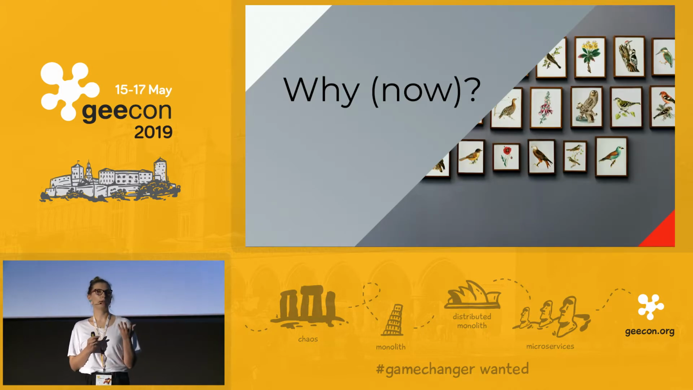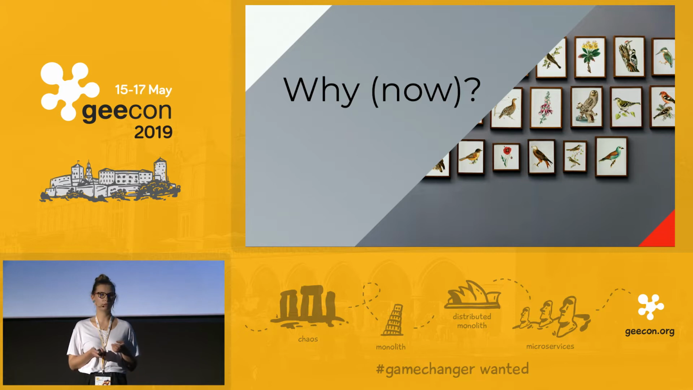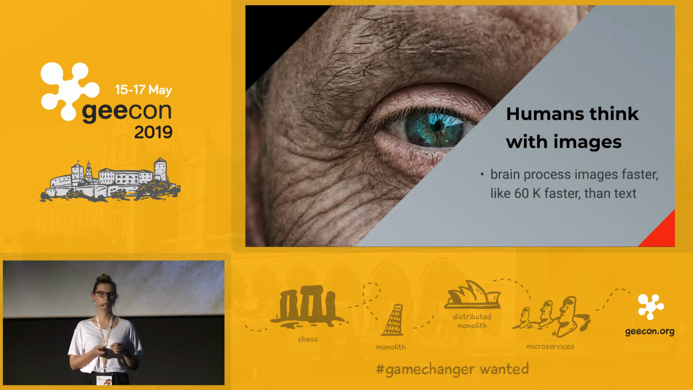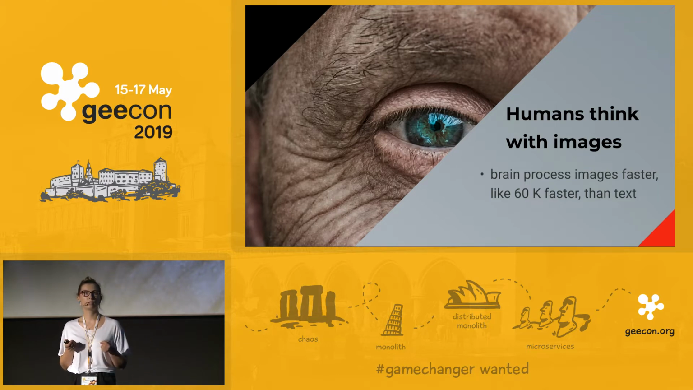But why? Let's start with why we even need visual search and why it blooms right now. First of all, as humans, we think with images. Our brains process images faster than text. Actually, 60K times faster. I'm not sure how they measure that, but this is what American scientists say.